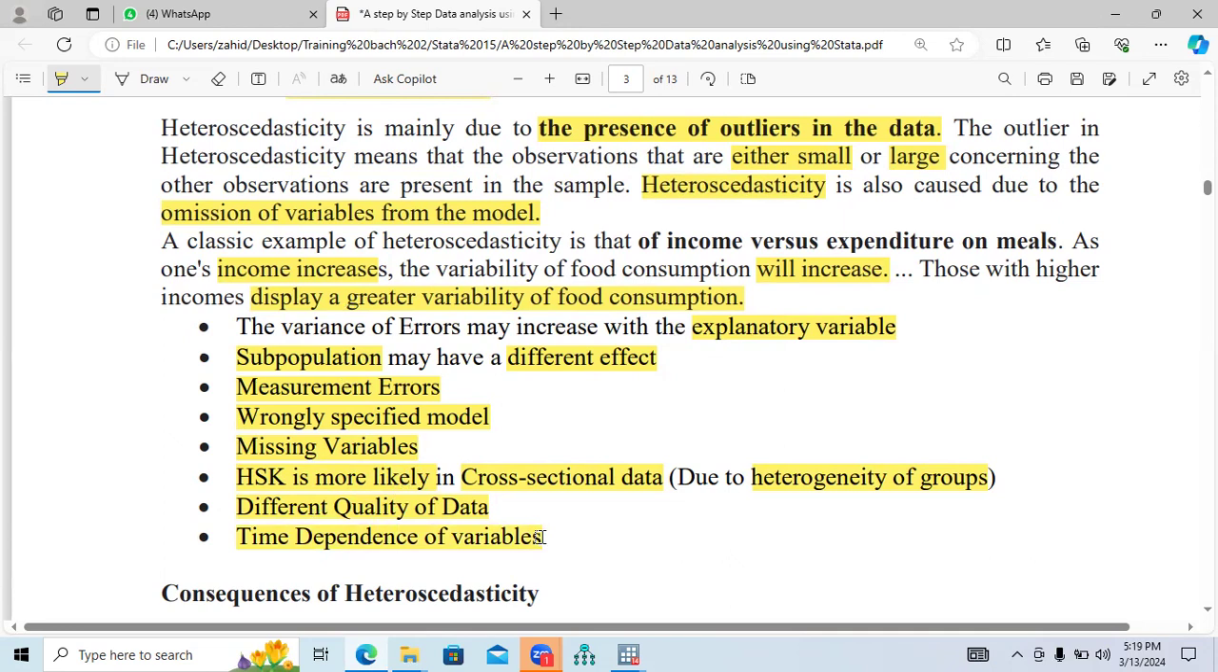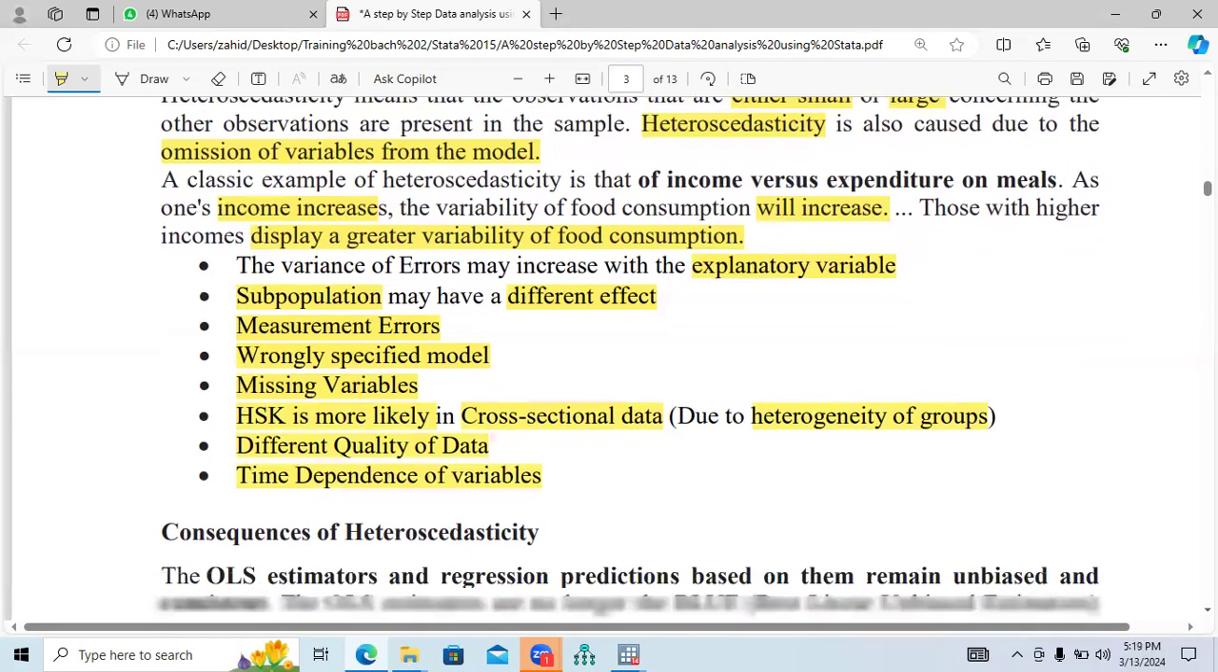Sometimes you are using a pool data set, but it is actually a time series data set that you need to understand. So if the data shows time dependency and you are not using a time variable with that data, in that case, it will show heteroscedasticity.